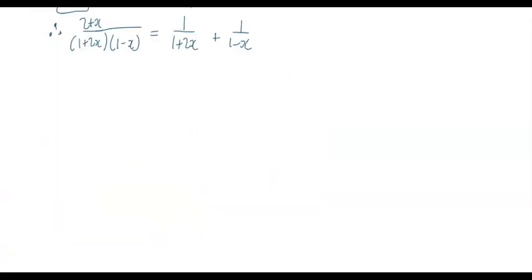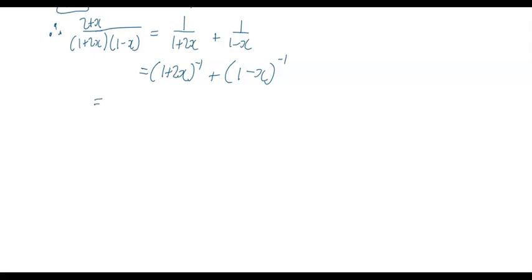Right, so what we now need to do is use our binomial expansion. First of all, this first term could be written as (1 + 2x) to the power of minus 1, and my second term, same idea, could be written as (1 - x) to the power of minus 1. So we've got two expansions to do here, so it's going to take me a fair bit of room.